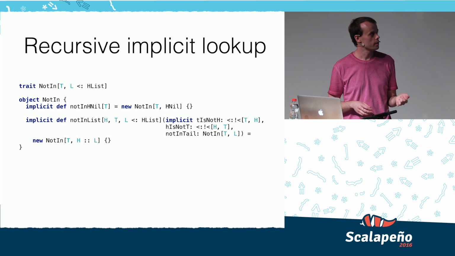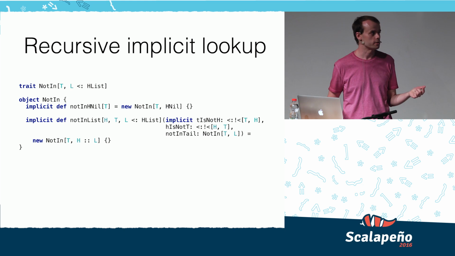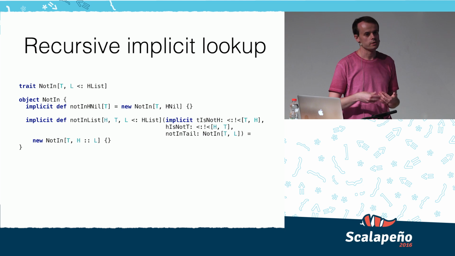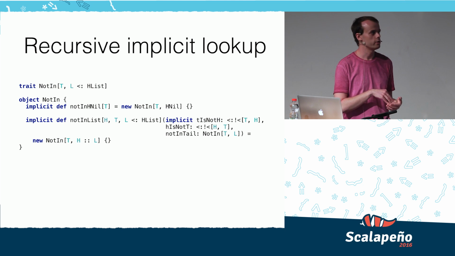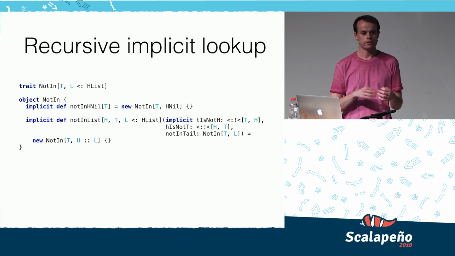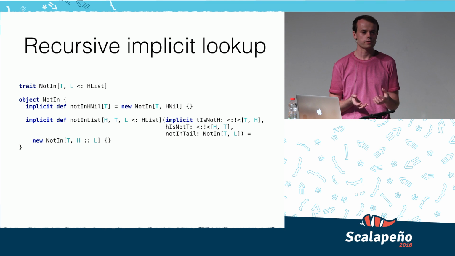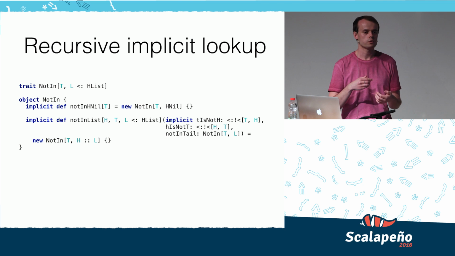The second implicit function is a generic case for a non-empty list. So this is the function where we will use the recursive implicit lookup. So on a higher level, we can define what it means to be not included in a non-empty HList. So basically it means that our type, T, is different from the head. So this is the first condition. And the second condition is that recursively, it also mustn't be present in the tail of this list.